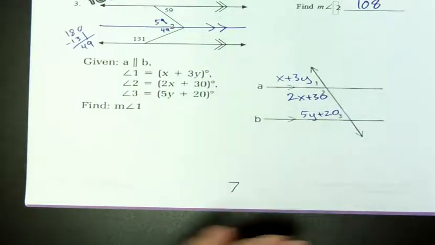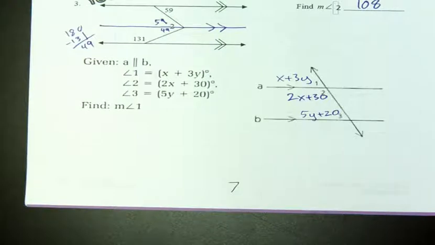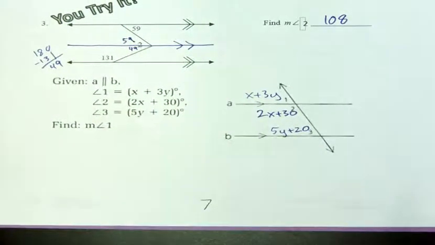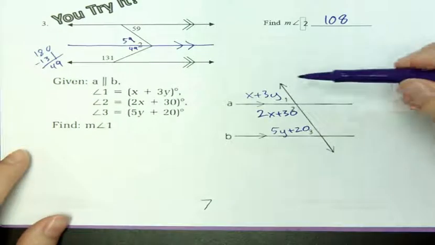And then I have two variables, so I'm going to have to set up a system of equations, right? I'm going to have to set up two equations and solve them. What would one equation be? x plus 3y equals 2x plus 30. No, I mean, no, equals 5y plus 20.